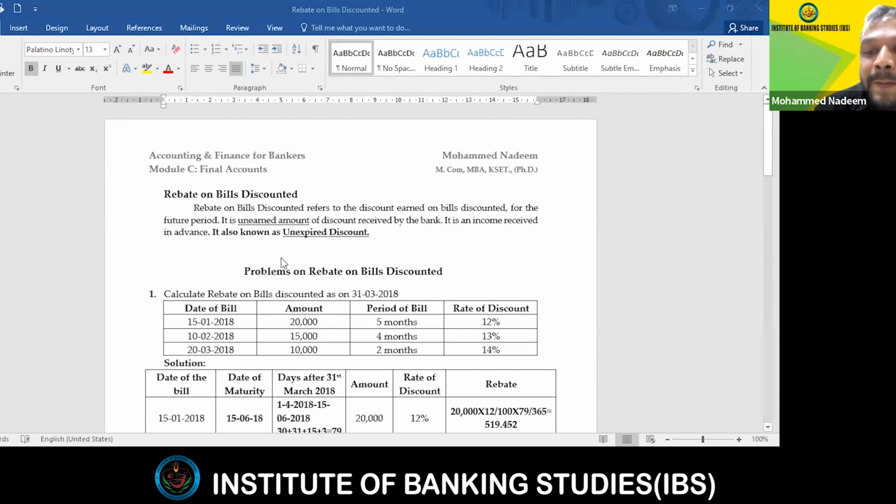Rebate on bill discounted? Sir, one small doubt. Ma'am, when we are giving that bill of exchange, the bank will not pay immediately, sir.